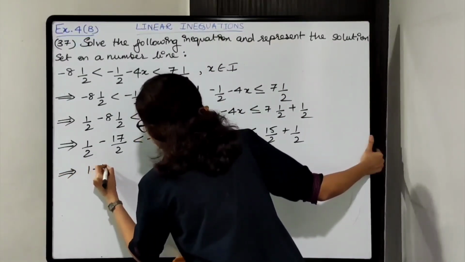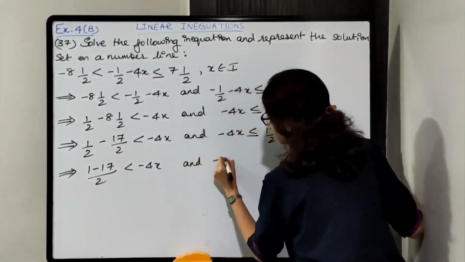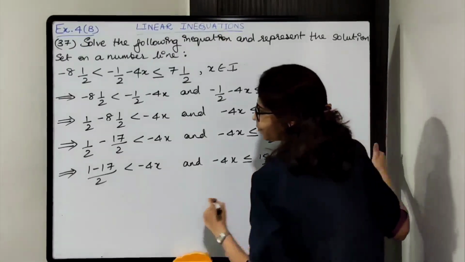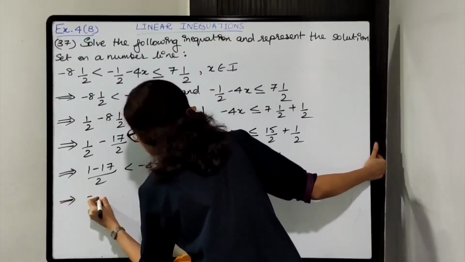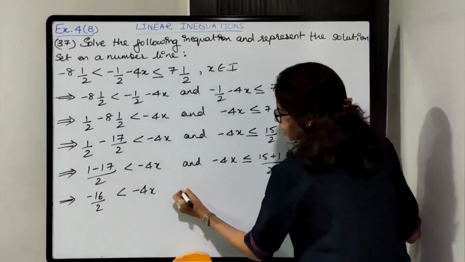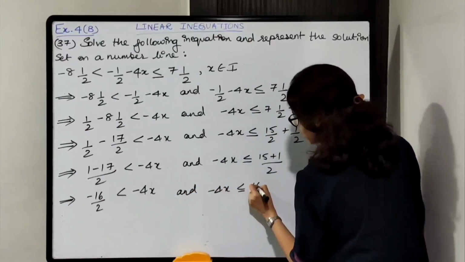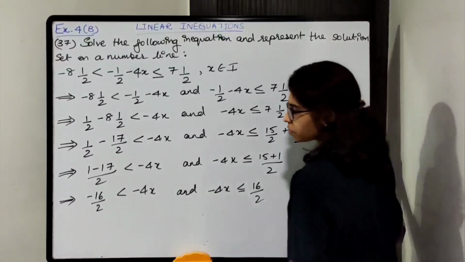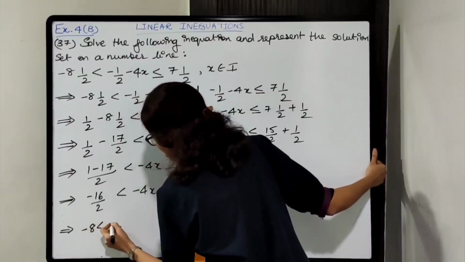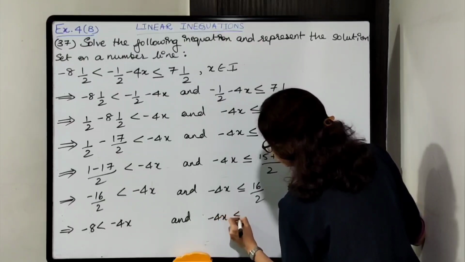So we get 1 minus 17 upon 2 is less than minus 4x, and minus 4x is less than or equal to 15 plus 1 upon 2. So we get minus 16 upon 2 is less than minus 4x, and minus 4x is less than or equal to 16 upon 2. 16 upon 2 क्या हो जाएगा? 8. So minus 8 over here is less than minus 4x, and here minus 4x is less than or equal to 8.